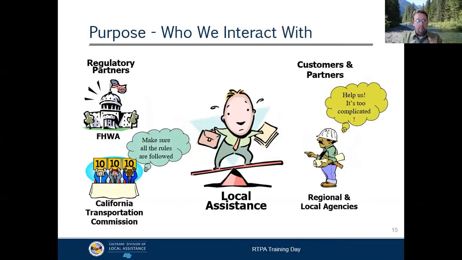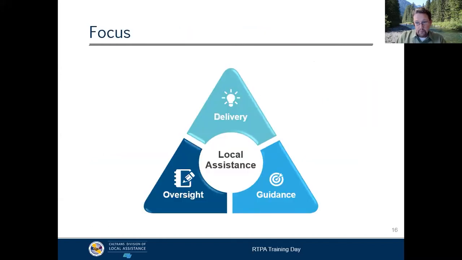Because we're kind of right in the middle of those worlds, so to speak, in between the California Transportation Commission, Federal Highway Administration, all of our regulatory partners that make sure that we follow the rules, and you guys out there, our customers, our partners, that, you know, all of these rules and regulations are maybe not your forte, and you really just need to focus on delivering the projects. And we're constantly in this balancing act between meeting those two needs, as it were. We're smack dab in the middle, trying to help you deliver your projects, trying to provide fiduciary oversight for the funds provided through our division, and basically meet the intent of the lawmakers that provide these funds in the first place, okay?